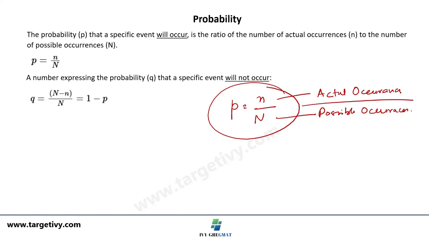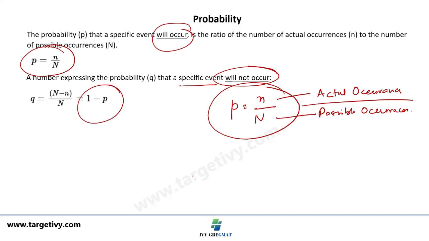There is another way of looking at probability: that a specific event will not occur. Will occur, this is the formula. Will not occur, it is 1 minus P. So if Q is what we say is not going to happen, it's 1 minus P. Now how does this come?